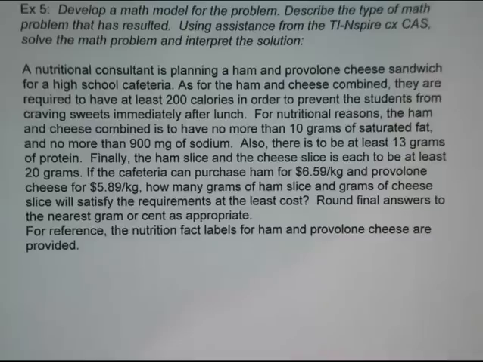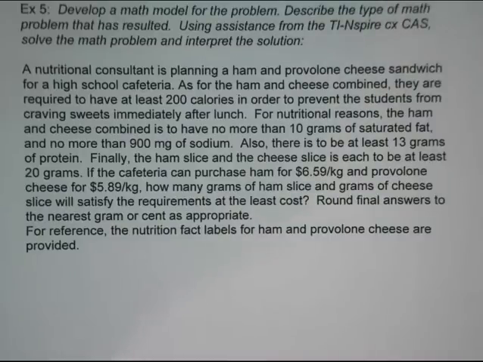As for the ham and cheese combined, they are required to have at least 200 calories in order to prevent students from craving sweets immediately after lunch. For nutritional reasons, the ham and cheese combined is to have no more than 10 grams of saturated fat and no more than 900 milligrams of sodium. Also, there is to be at least 13 grams of protein. Finally, the ham and cheese slice is each to be at least 20 grams.